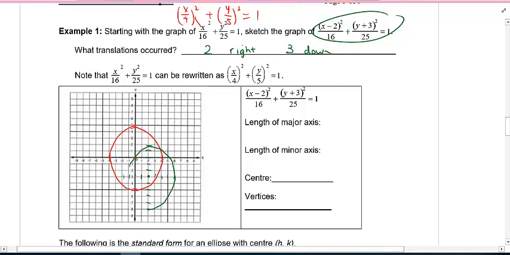Connect, and there you go. Now you should be able to figure out the length of the major axis. In this case it's vertical because that's the longer one. 2 times 5, which is 10. The minor one in this particular example is the horizontal. 2 times 4 is 8. The center is (2, -3). And then the vertices, because they are on the major axis, would be this point here, (2, -8), and also the other one, (2, 2), up here.